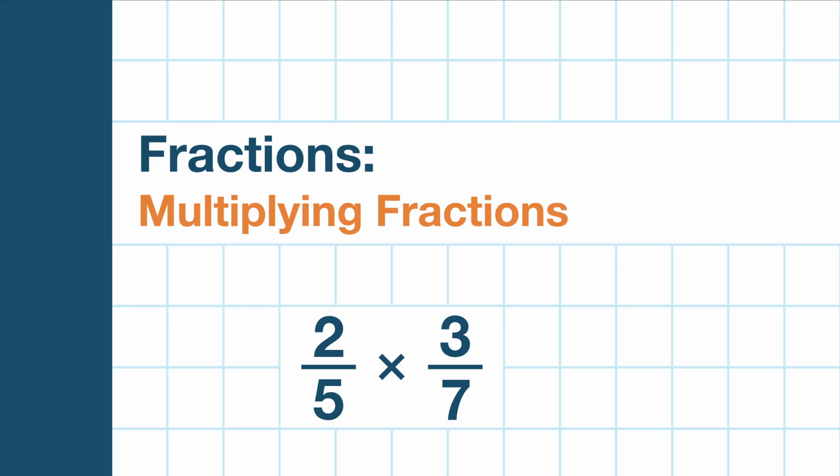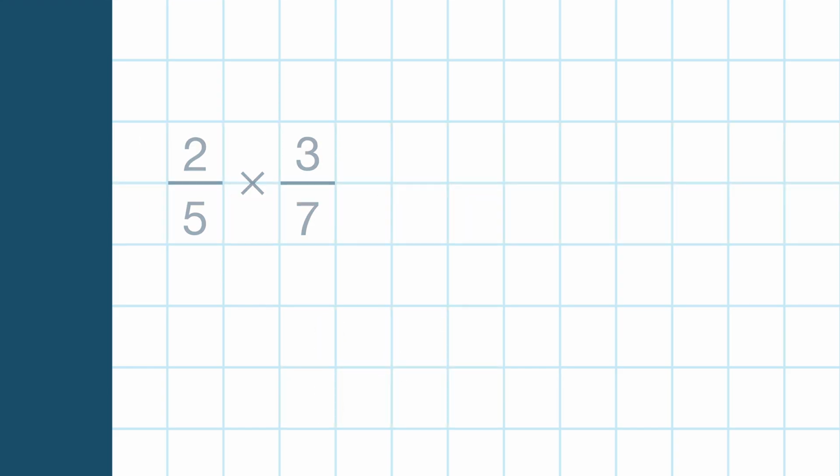How do you multiply two fractions? When you multiply fractions, you multiply the numerators together, then multiply the denominators together. Let's see how this works with 2/5 times 3/7.